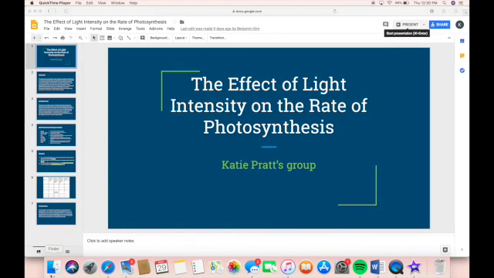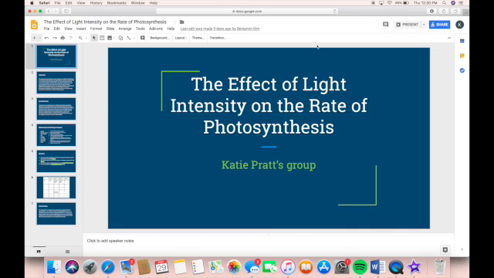The effect of light intensity on the rate of photosynthesis by Katie Pratt's group.